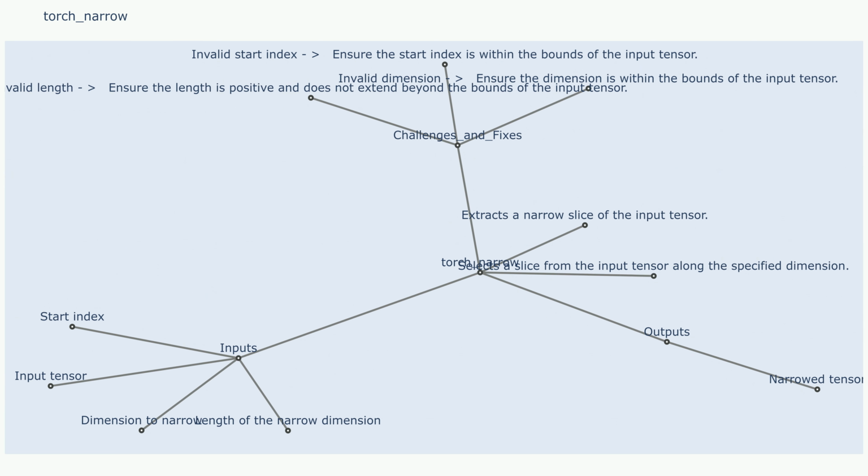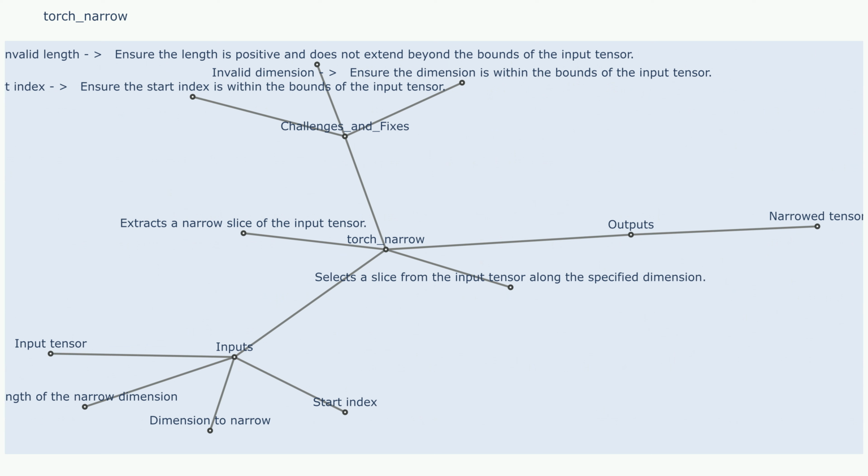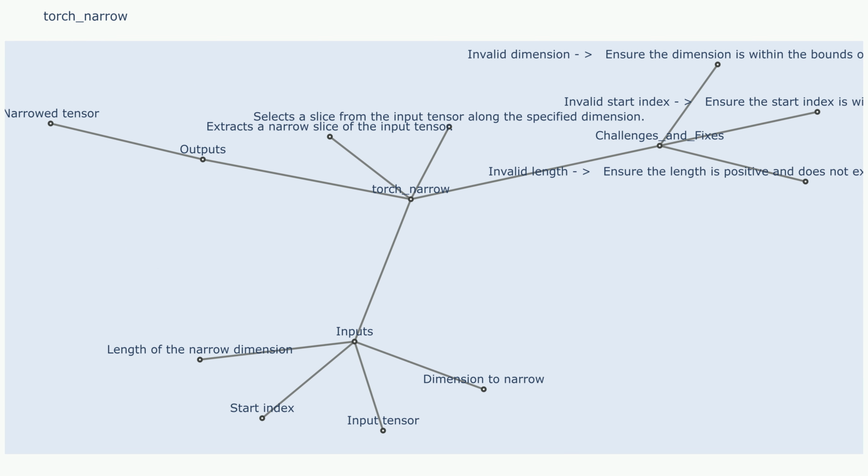Sample use case that resulted in challenge 1: when the start index is greater than the total size of the dimension. Fixes to challenge 1: ensure that the start index is within the valid range of the dimension. Challenge 2: length out of bounds. If the specified length is negative or exceeds the remaining length of the dimension from the start index, it raises an index error.